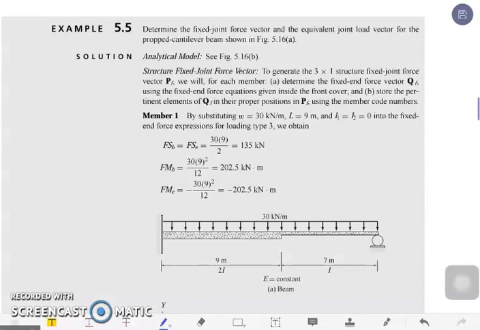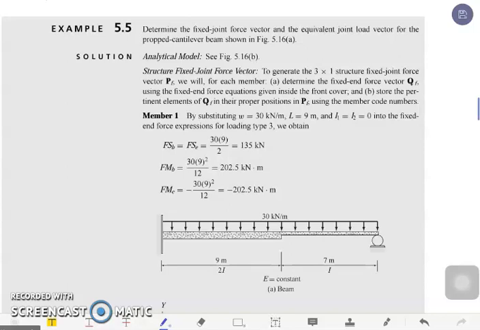So we have here an example. Determine the fixed joint force vector and the equivalent joint load vector for the propped cantilever beam. So for this one, fixed joint force vector, our P sub F and P sub E, we have to identify that. To solve here, we have to identify first our Q sub F1 and Q sub F2. We're going to have 2 members here since the material is not uniform all throughout the beam.